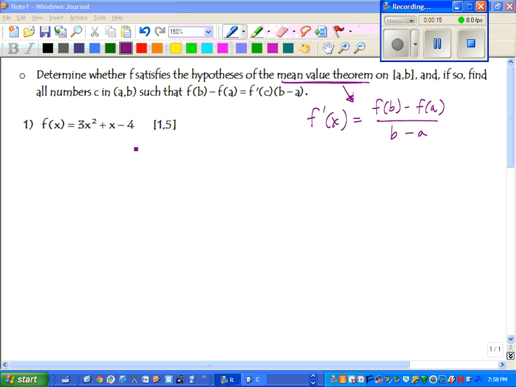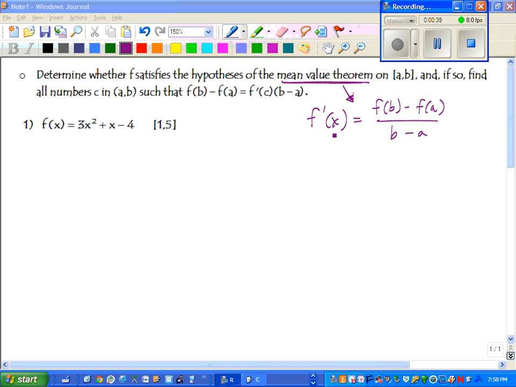It also has to be differentiable. So no sharp turns, no vertical tangent lines. We know that's true for any type of a parabola. So now we're trying to figure out at what point in between x equals 1 and x equals 5 the derivative will equal the slope between the endpoints.